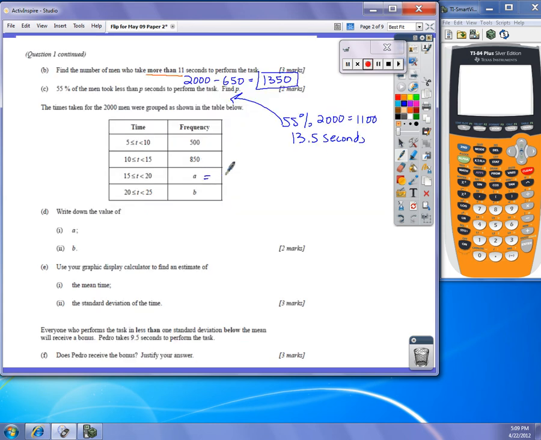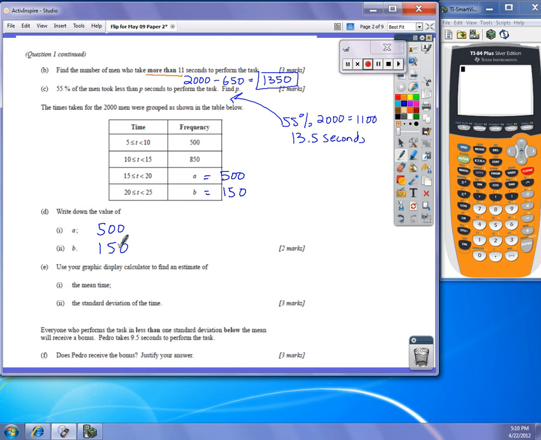So A is equal to 500, and then using the same technique, you should get 150 for B. Now, in part D, oh, that was the A and B above. Oops. 500, 150. In part E, they ask us to use our calculator to find an estimate of the mean time.